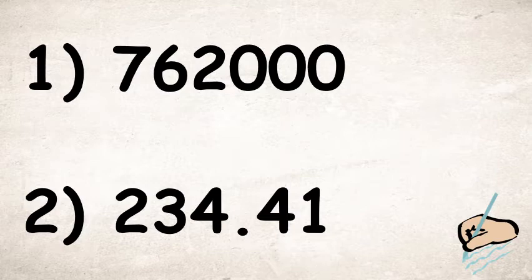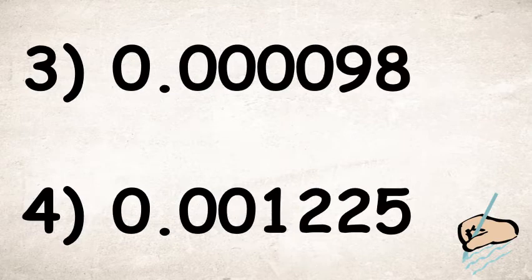So we have 762,000 and 234.41. Next, you have some small numbers, so that's 0.000098, 4 zeros after the decimal point, and 0.001225. That's question number 4.